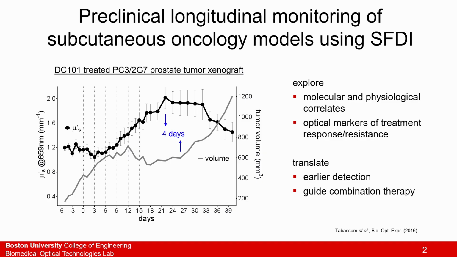So this presents the potential of SFDI for earlier detection of treatment response, and at the same time to explore molecular and physiological correlates of optical changes observed with the diffuse optical tools, and find optical markers which are predictive of treatment response or resistance. And most importantly, the knowledge learned from the preclinical setting can be translated to the clinic, ultimately contributing to earlier detection of treatment response in patients, and also possibly help guide combination therapy with diffuse optical tools in future.